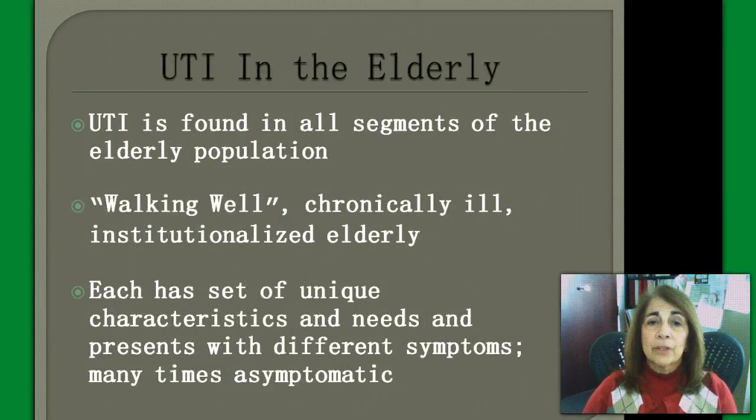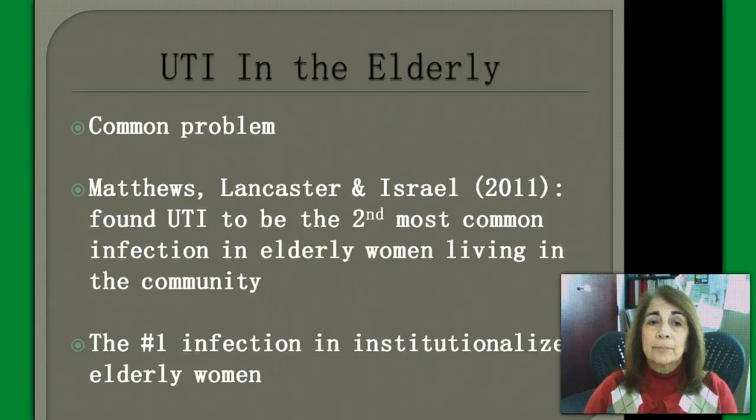UTI in the elderly is found in all segments of the elderly population. When going through preparation for the video, I found that all of the researchers would segmentalize the elderly into the walking well, the chronically ill, and the institutionalized elderly, because what they found was that each segment of this population has a unique set of characteristics and needs, and they present with different symptoms, and many times they are asymptomatic. It is a very common problem in the elderly.